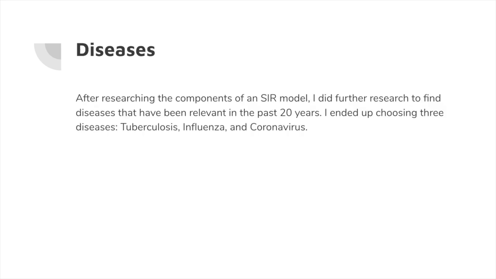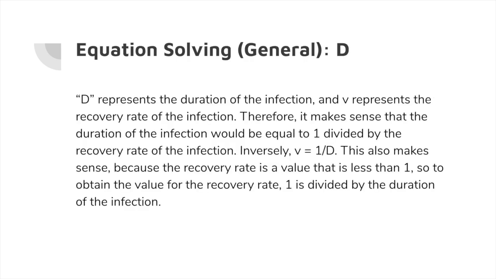So after researching the components of an SIR model, I did further research to find diseases that have been relevant and that are interesting in the past 20 years. So I ended up choosing 3 diseases: tuberculosis, influenza, and coronavirus, to kind of make my exploration more interesting, and also, like I said, just because the diseases are relevant and connect to the real world more than a disease that occurred 100 years ago.